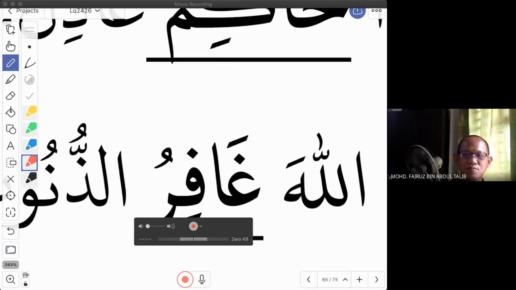Here, the three-letter fi'il is referring to the sulasi mujarrad, which means the three-letter fi'il without any additional letters. Just three letters: fa, ain, lam. Not the sulasi mazid, not the sulasi with additional letters. So if it is a three-letter fi'il, the isim fa'il will come ala wazni fa'ilun. You just change to this wazan, then you will have the isim fa'il.